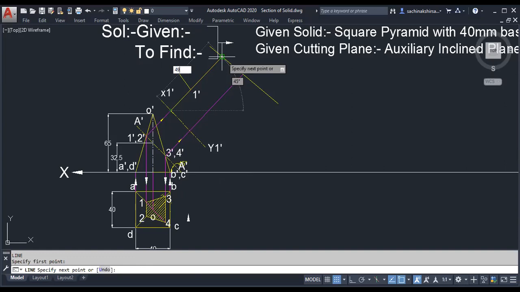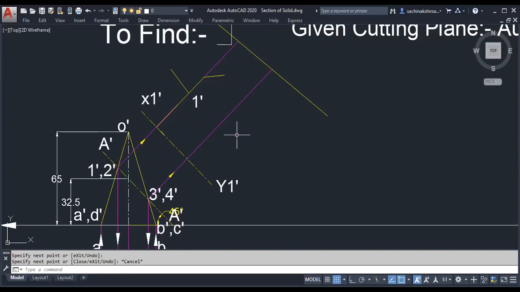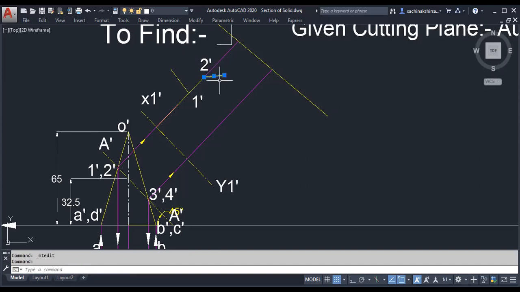So whatever it will come. I think it is coming. Just check how much it is coming. It may come something like this. So point 2, here it is point 2 or 2 dash. Okay, so this will be one of my points. So 1 dash and 2 dash I have located.